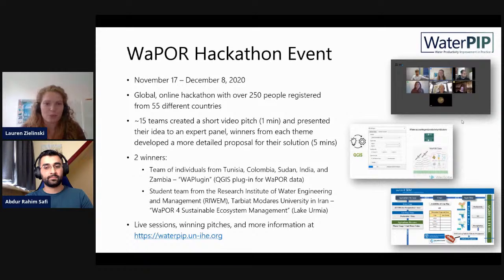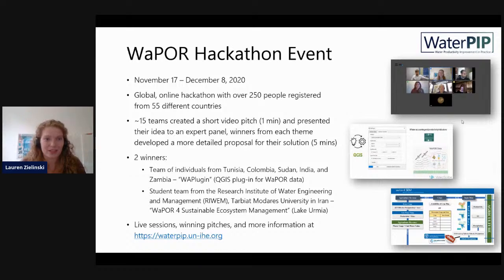And our second winning team was a team that came together. They were a student team from the Research Institute of Water Engineering and Management in Iran. And they wanted to create a tool that helped, let's say, calculate or analyze sustainable ecosystem management around Lake Ormia. So hopefully we'll have Sima with us later, and she'll share some experiences on that. But we also had many other great finalists, and we wanted to include some of them here today. So we also have Rasha and Maisha, who were one of these finalists, and they'll also share the work that they've continued to do on their project as well.